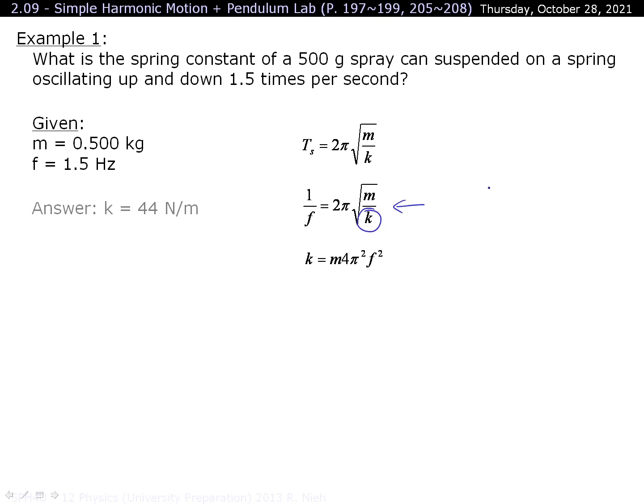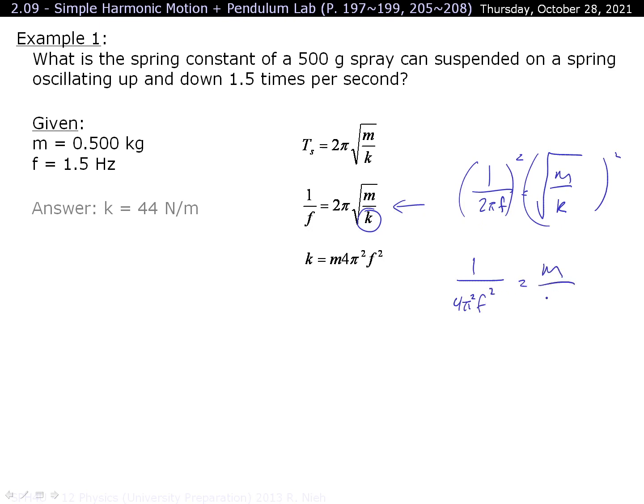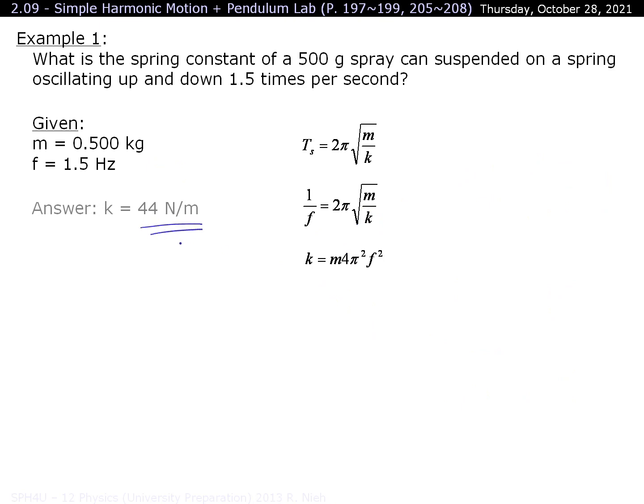We do that by bringing 2 pi over. I'll start off this way: 1 over 2 pi f is equal to the root of m over k. To get rid of the square root, we square both sides. So we have 1 over 4 pi squared f squared is equal to m over k. We bring k over to the left-hand side, so we have k is equal to m times 4 pi squared f squared, and that's how we get to this state over here. Sub in all the values, and if all goes well, you'll reach 44 newtons per meter.